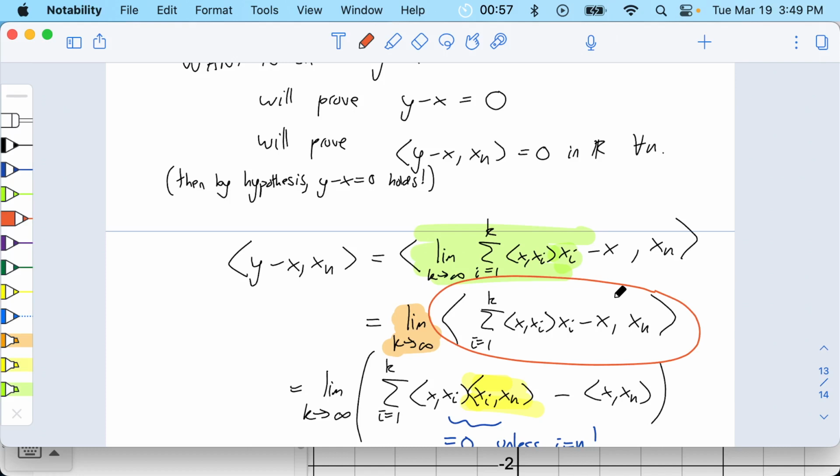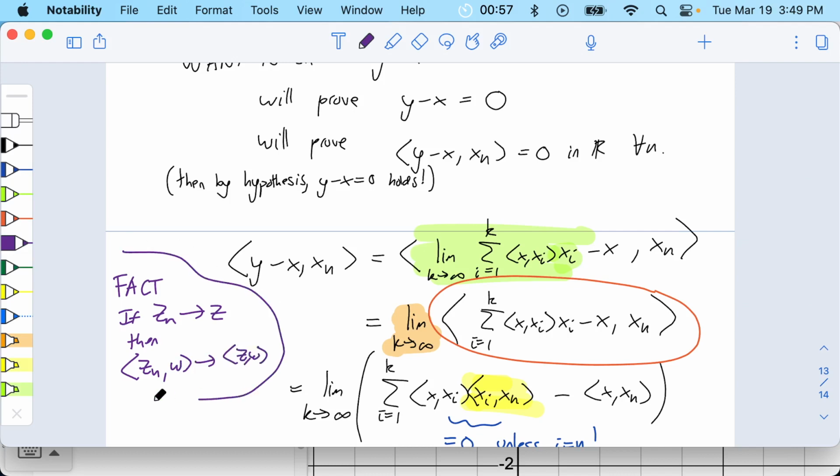I think we did this at some point. So the fact that I'm using: if zn converges to z, then the inner product of zn with w converges to the inner product of z with w. Yeah, okay, we did this the day after the midterm because the proof is very similar to problem 1 on the midterm. So we did it as a little bit of a review of that one. And the proof is by Cauchy-Schwarz, right?